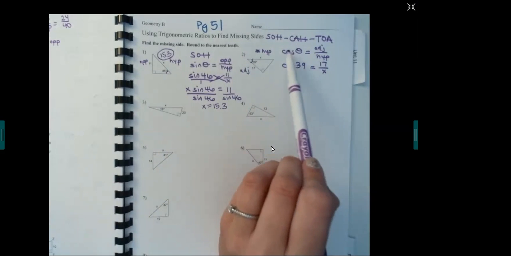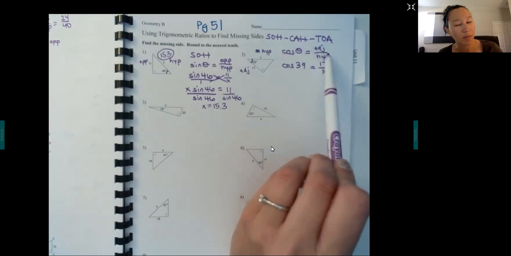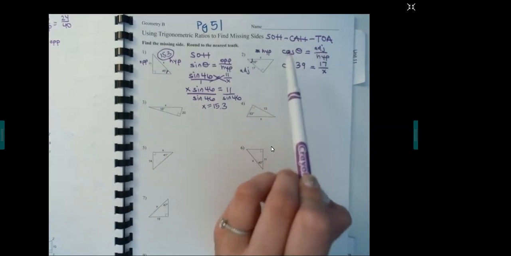Do you understand why I picked cosine too, Jade? I don't know, maybe it was the step before too. Oh yeah, I understand how you got that. Okay, perfect. Good.